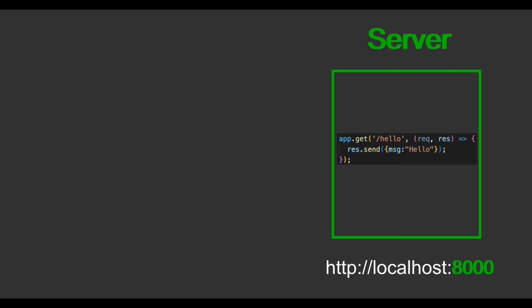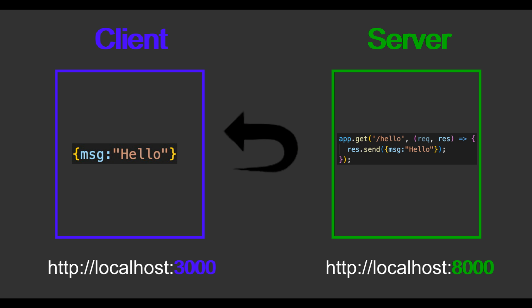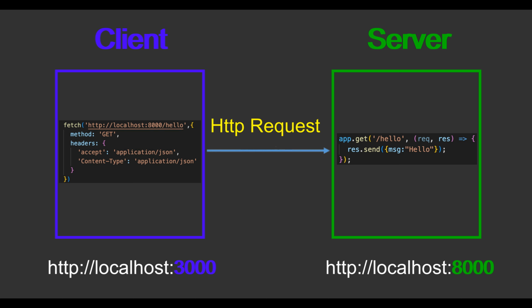Let's say your server is running on the localhost at port 8000 and it returns a text message when accessing this endpoint. Now imagine there is a client running on the localhost at port 3000 that wants to retrieve this text message from your server. To do this, the client will make an HTTP request to the server's endpoint.